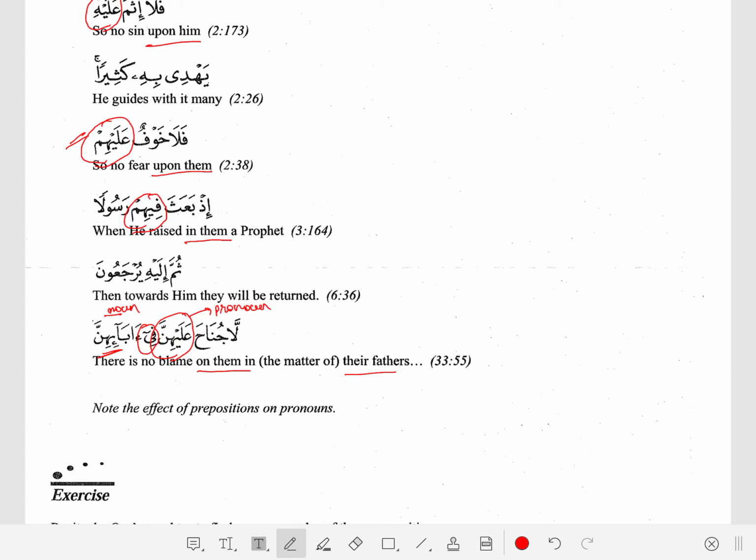So this is prepositions 1, and the next lesson also talks about prepositions, but certain different kinds of prepositions. They don't have similar effects.